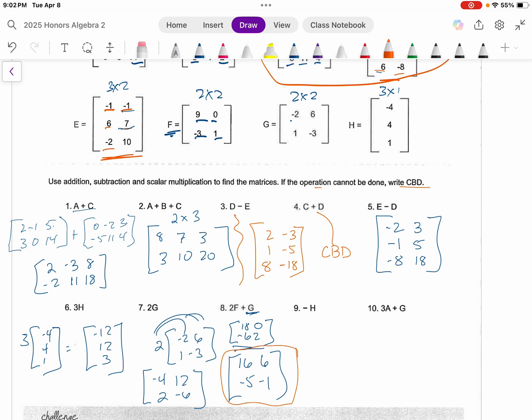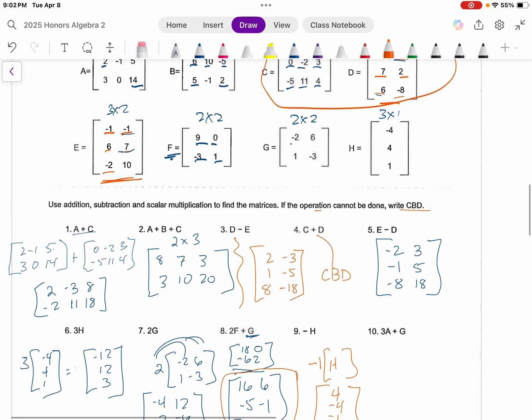And then this one, -H, means just multiply -1 to matrix H. So that means it's just going to change all the signs. So my answer will be 4, -4, and -1.